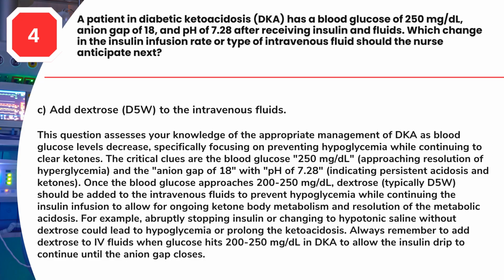Once the blood glucose approaches 200 to 250 mg/dL, dextrose, typically D5W, should be added to the intravenous fluids to prevent hypoglycemia while continuing the insulin infusion to allow for ongoing ketone body metabolism and resolution of the metabolic acidosis. For example, abruptly stopping insulin or changing to hypotonic saline without dextrose could lead to hypoglycemia or prolong the ketoacidosis. Always remember to add dextrose to IV fluids when glucose hits 200 to 250 mg/dL in DKA, to allow the insulin drip to continue until the anion gap closes.